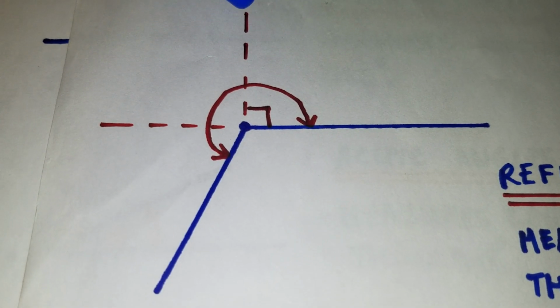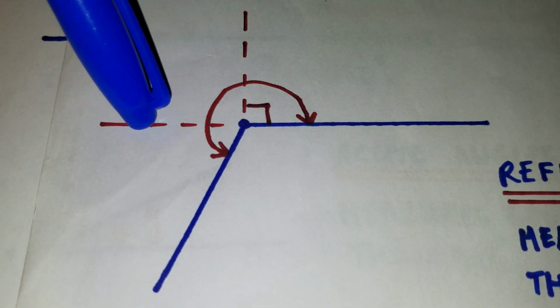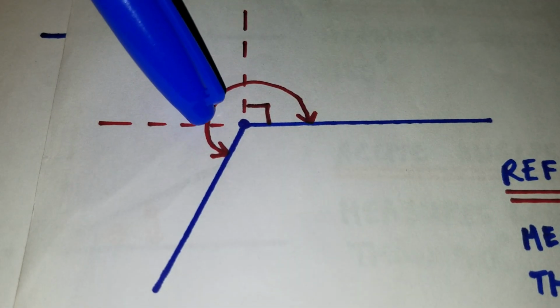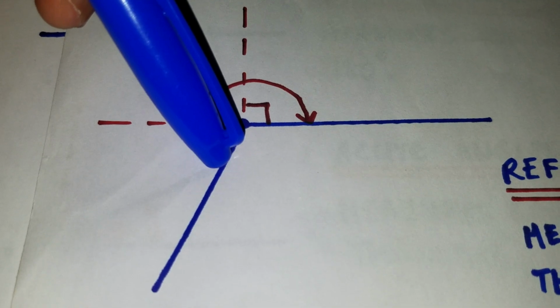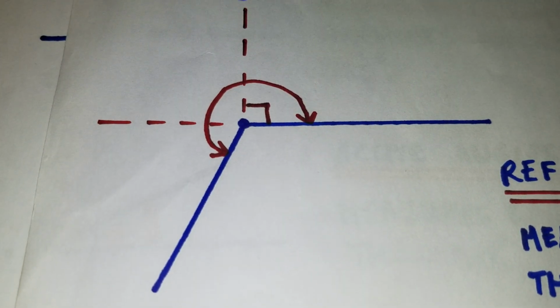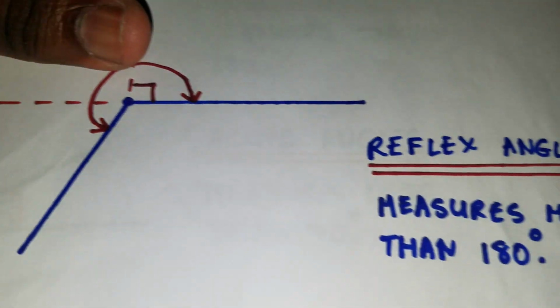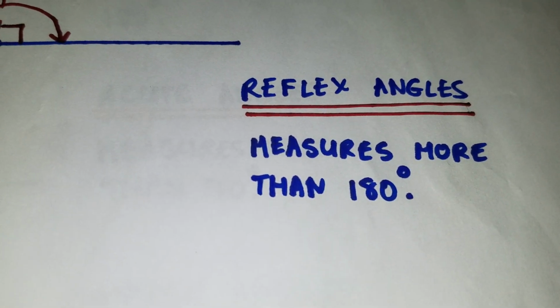So therefore, this is the 90 degree line, this is the 180 line. It passes the 90, it passes the 180, and it goes all the way down here in this example. So as you can see, it is more than 180 degrees, and that is known as a reflex angle.